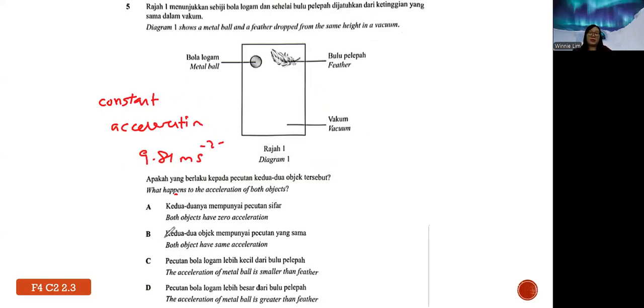Okay, so let's see the choice of the answer. Both objects have zero acceleration, not correct. Has same acceleration. The acceleration of the metal ball is smaller, not correct, or greater, also not correct. So it is B.